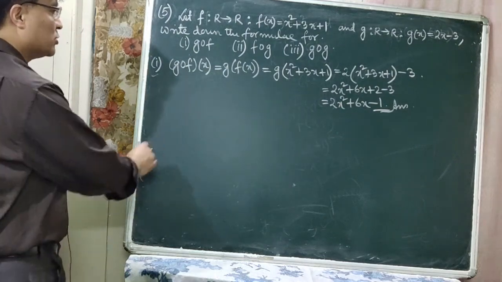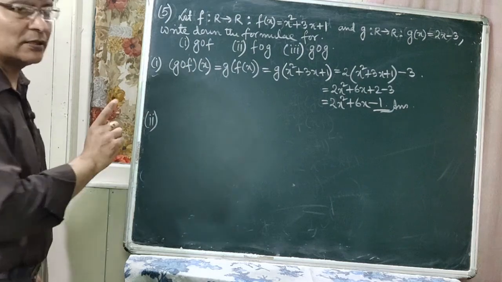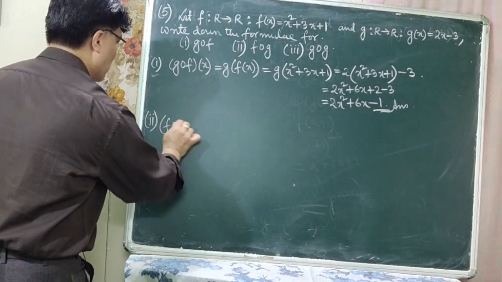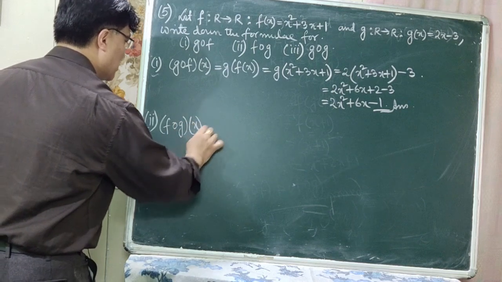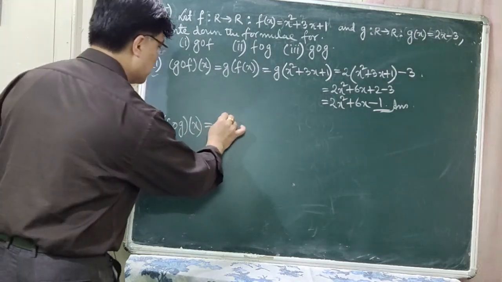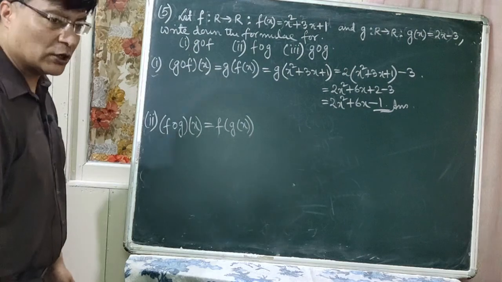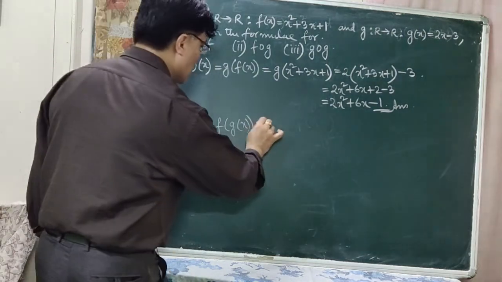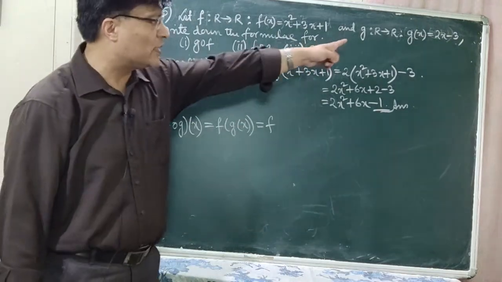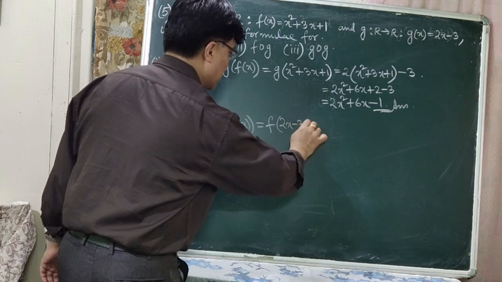So next, let's do fog. Let us find out for fog. That means you have to find out fog of x, right? So similarly, you can simplify it. So fog of x is defined as f of g of x. Okay. So next, which is equal to f of, now you can put the value of g of x. What is that g of x? It is 2x minus 3. Put its value. It is 2x minus 3.